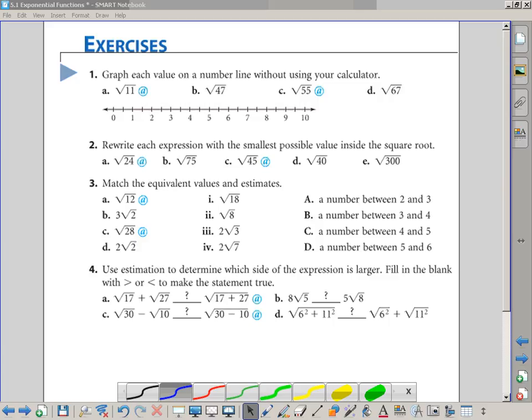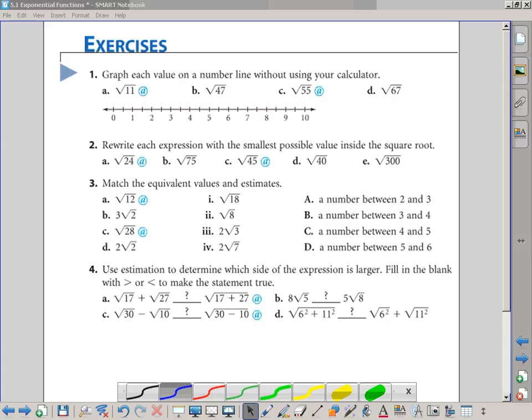Hi class, this is a recording of the solutions to the exercises on page 251. We wanted you to do this after the quiz on Friday, and it's going to be a good prep for what we're going to be doing later in chapter 5.